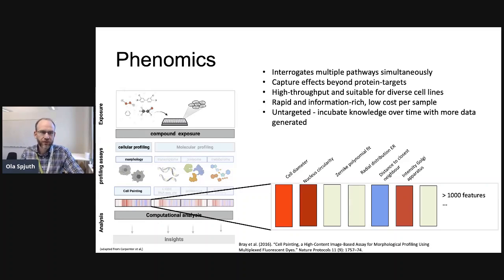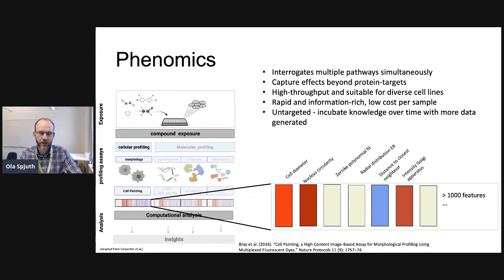So when we do this type of phenomics, we need to keep in mind that we look at multiple pathways simultaneously, and we don't look at individual protein targets. In fact, we can capture other types of effects. But I like this method because the experiments are relatively fast, and they are very information rich at a low cost per sample. And these experiments are by nature untargeted, so we will accumulate knowledge over time as we perform more experiments.